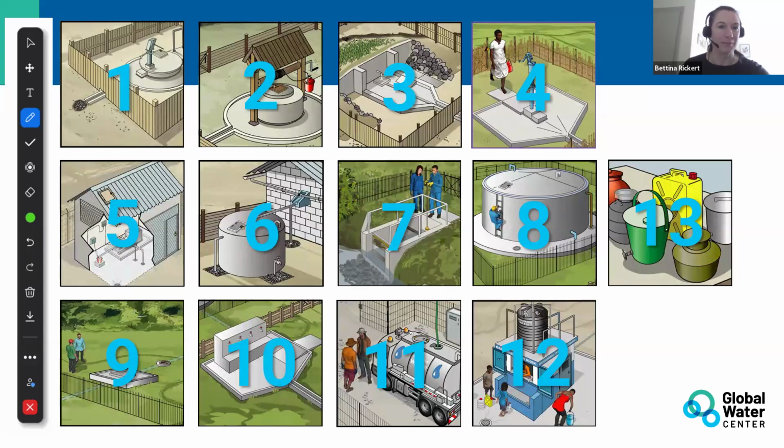Would anyone like to respond to Edith's question? How often is it done? How often should we do them? If you think you've got a response to Edith, please do respond in the chat or raise your hand. Yes, Onesmus, I can see your hand raised. If you'd like to speak, please do activate your microphone.